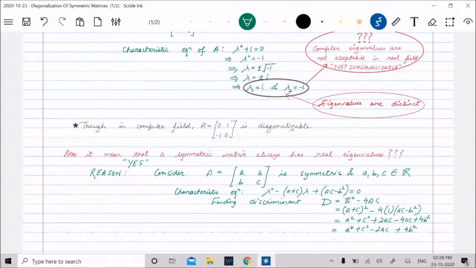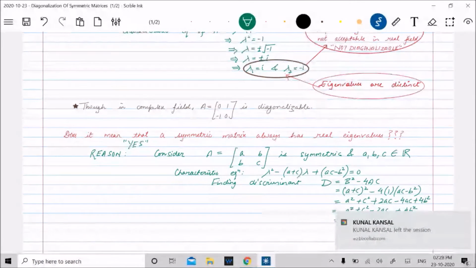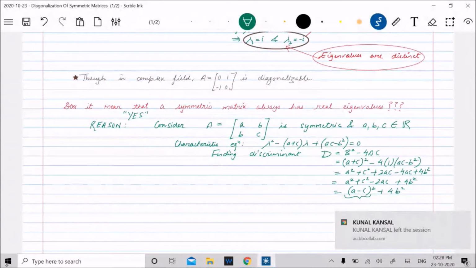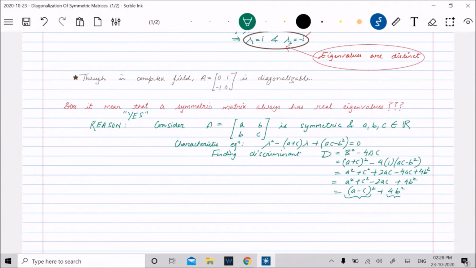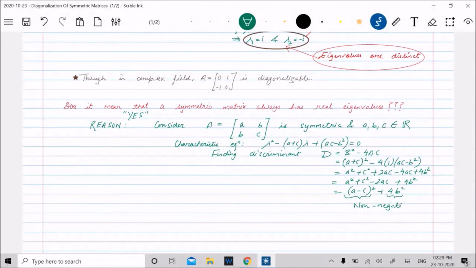And why don't we write it as A minus C whole square? Then you can see that this is the formula of A minus C whole square plus 4B square, right? And since the final value of the discriminant is a positive number, it cannot be negative, it may be 0. If you put A equal to C, then it may be 0, right? And this is also a non-negative number. Both these numbers are non-negative numbers, right? It is sure that they will be non-negative. They may be positive or 0, but they cannot be negative, right? Both are non-negative.